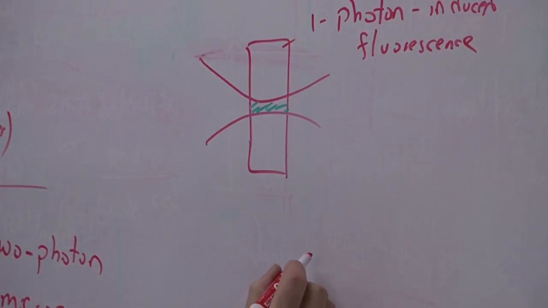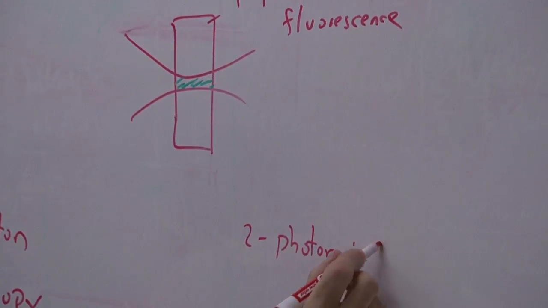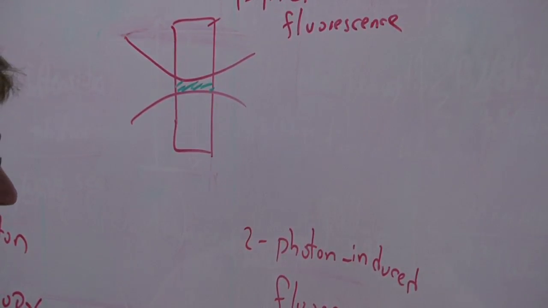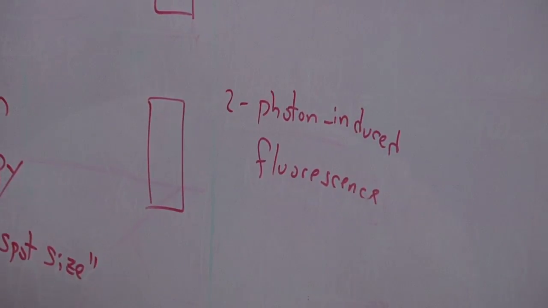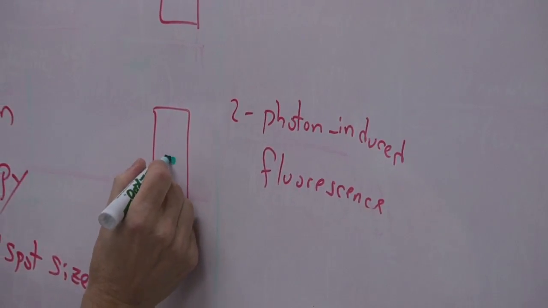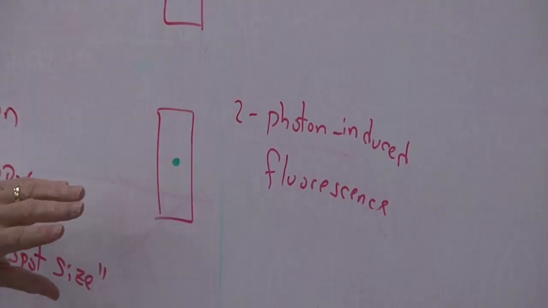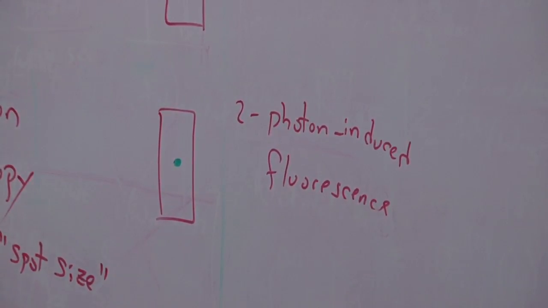But if you do it with 2-photon induced fluorescence, you would get something that looks like this. It is highly localized in both the transverse direction and the longitudinal direction, and that is the only place where you get appreciable fluorescence.